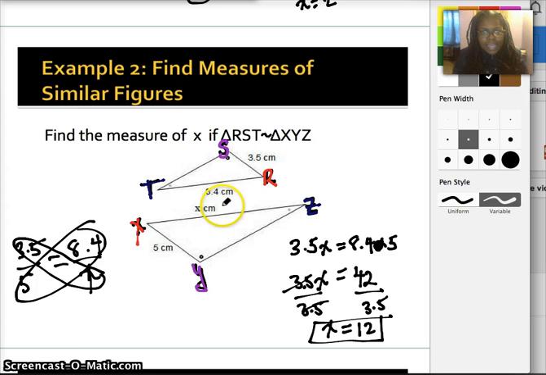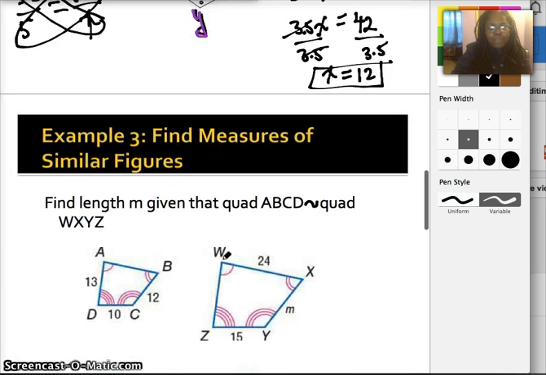So what I see is that the length of this side is 12, and so I was able to use similar triangles. Or I should actually say, since they've given me units, 12 centimeters. X centimeters is 12 centimeters. All right, let's see if we have another example to work on here.